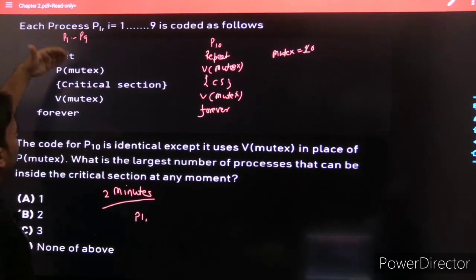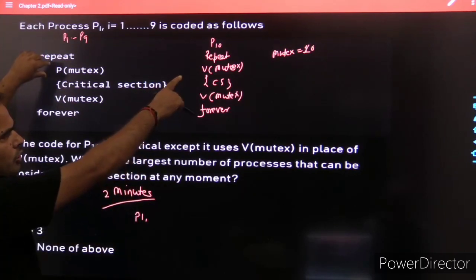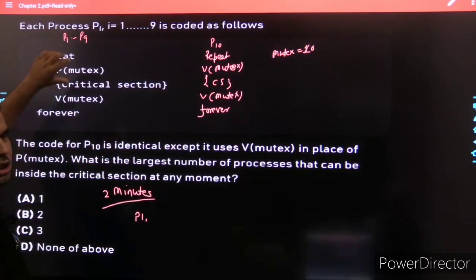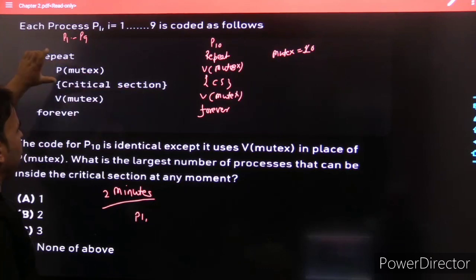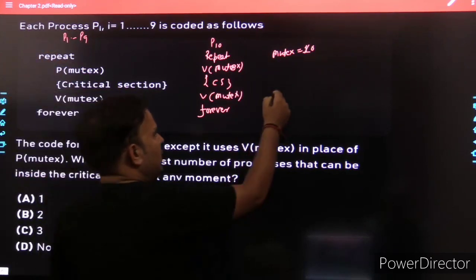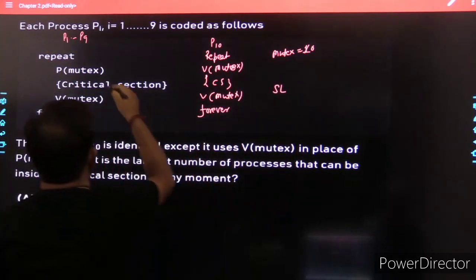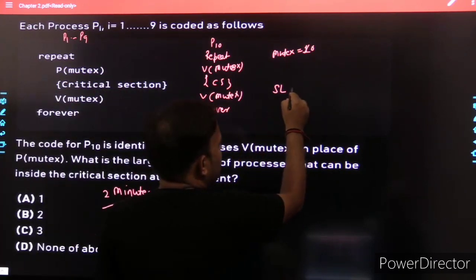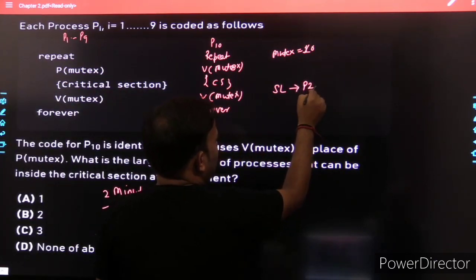Suppose P2 wants to go into the critical section. P2 is not able to perform the down operation because the mutex value is 0. P2 is not able to perform the down operation on the mutex, so it will block and go into the suspended list. So P2 will go into the suspended list.